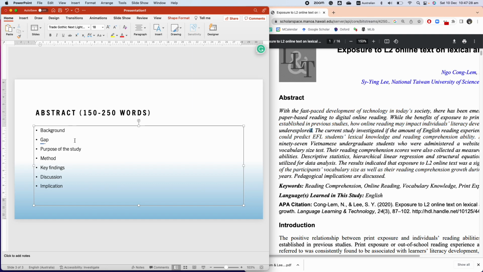But it's always better if you have a background and you have the gap, because then the readers are probably more interested in your study when they know why the study was conducted, what the meaning of it is, and what gap it's trying to fill. So this is very important.